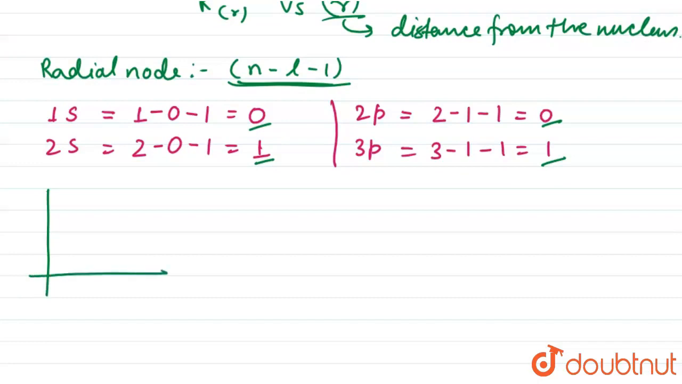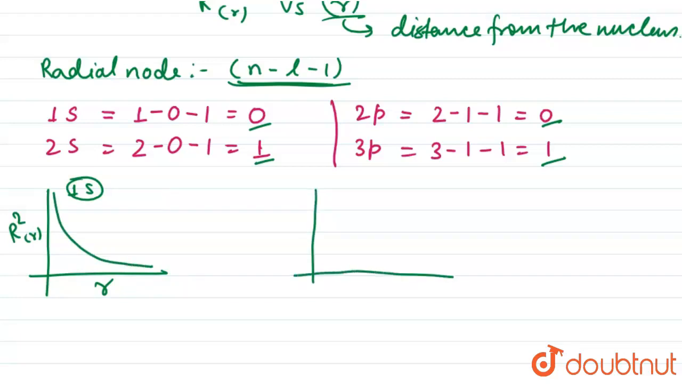If we draw the graph of 1s, which is r square upon r, that is radial probability, it looks like this. If we again draw the graph of r square versus r of 2s, it will touch here and then again it will look like this.